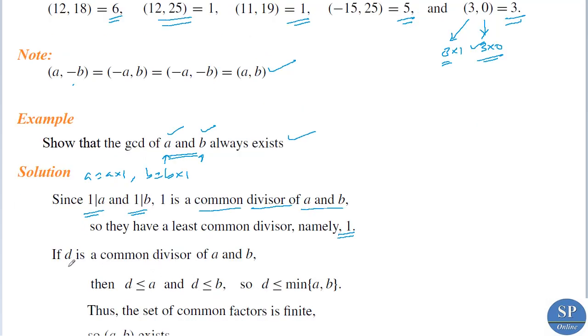Now, if d is a common divisor of a and b, we know d is less than or equal to a and d is less than or equal to b. So d is less than or equal to the minimum of a, b. Right? If d is a common divisor of a and b, then d is a divisor of a and d is a divisor of b, and every divisor of a will be less than or equal to a, and every divisor of b will be less than or equal to b. So d is less than or equal to a and d is less than or equal to b. Therefore, d is less than or equal to the minimum of a, b.